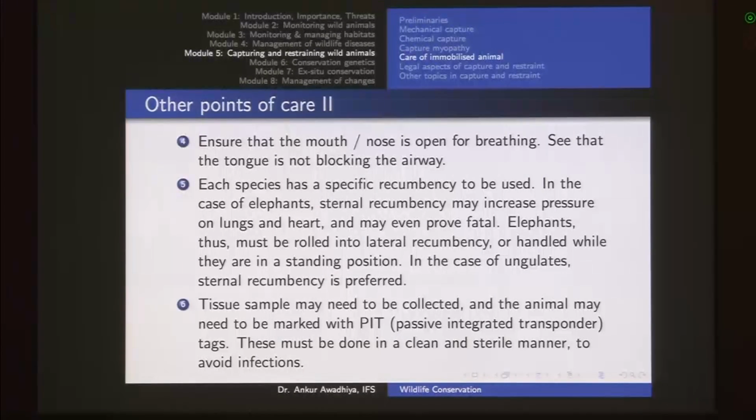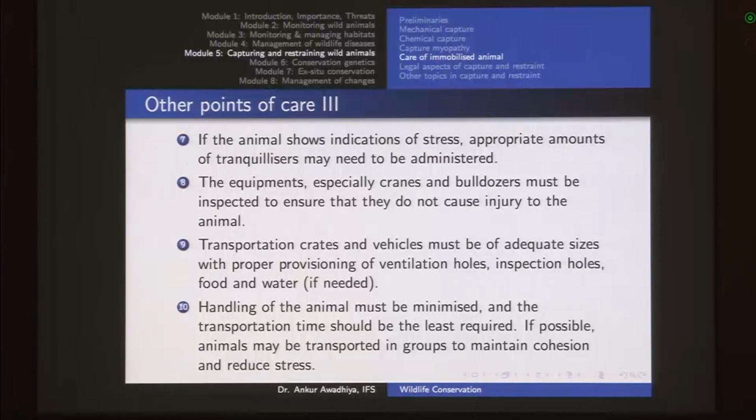Now when you are taking out tissue samples, or when you are taking out blood, or when you are marking the animal with a pit tag, it has to be done in a sterile manner so that there is no infection. Now, if the animal shows any indications of stress, then appropriate amounts of tranquilizers will have to be administered. The equipments must be inspected so that they do not have any sharp corners and do not cause any injury to the animal. Transportation crates and vehicles have to be of adequate size and with proper provisioning of ventilation holes, inspection holes, food and water if required.